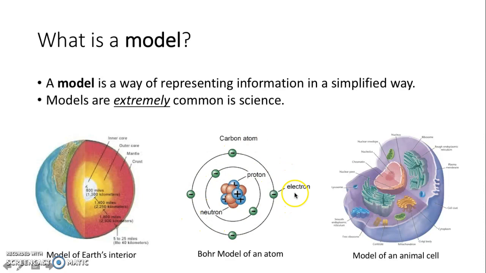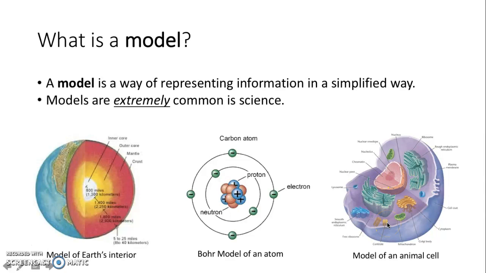The second one is a model atom. It's a representation of an atom, so it's just a model. If we could take a picture of an atom, I'm sure it would be insulted by this representation, because I'm sure they don't look anything alike. On the far right, we have a model animal cell.